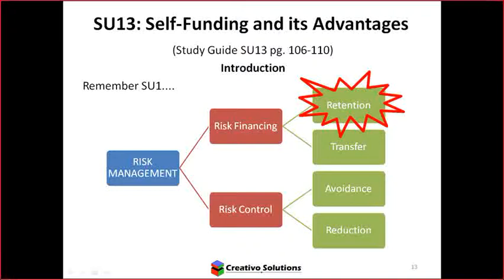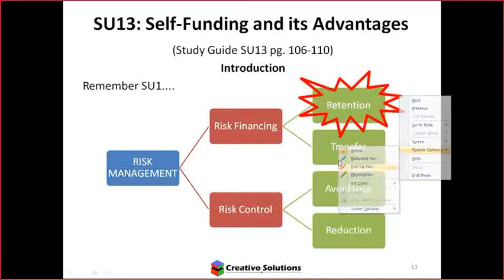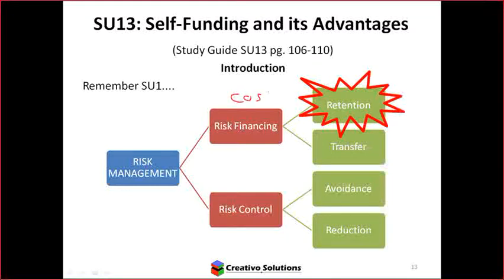Okay, remember the risk financing requires a cost. So you as the business are going to have to incur a cost in order to reduce the risk. Risk control doesn't involve finance, it involves other things, like a sign-off or authorization.